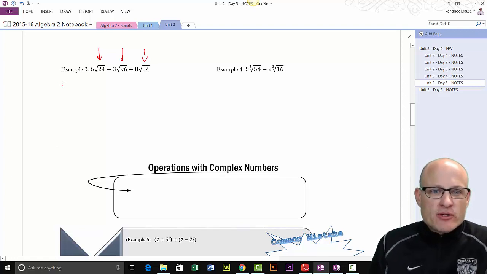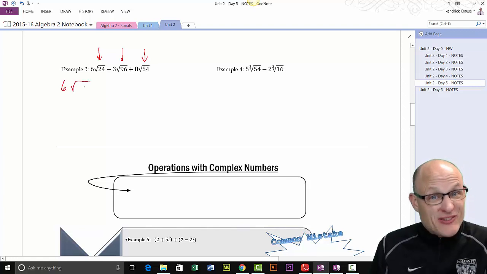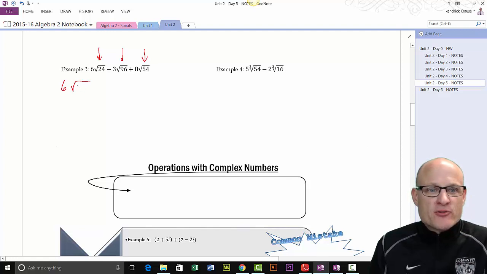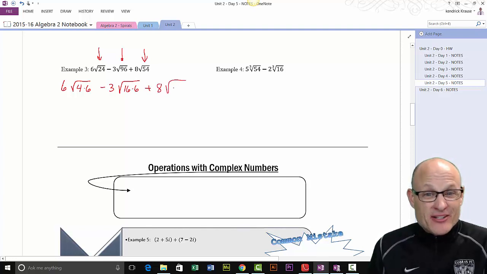You ready? So what we're going to do is we're going to do 6, and we're going to rewrite the square root of 24, and we're going to simplify that perfect square. So that's 4 times 6, minus 3, and we're going to simplify that 96. Well, that's 16 times 6, plus 8 times, do you see another 6 coming, 9 times 6?